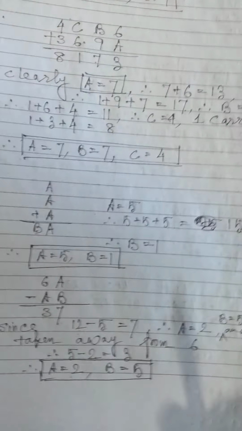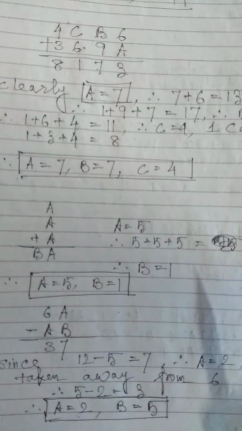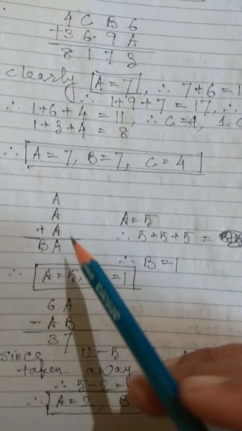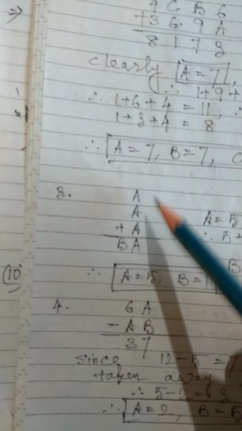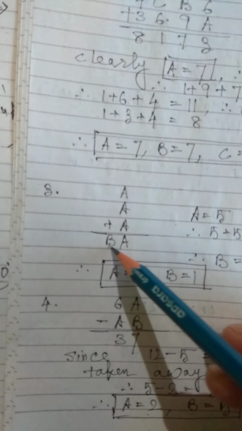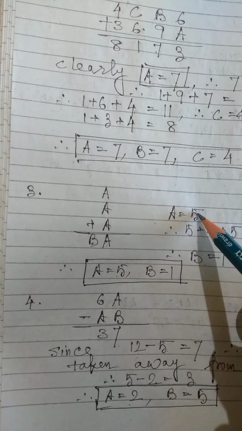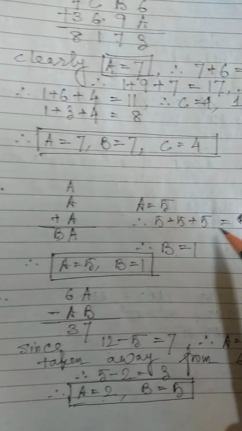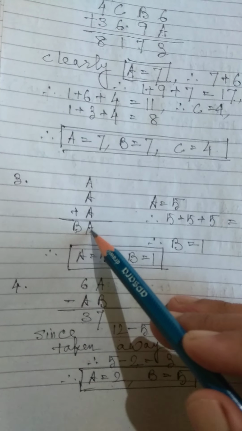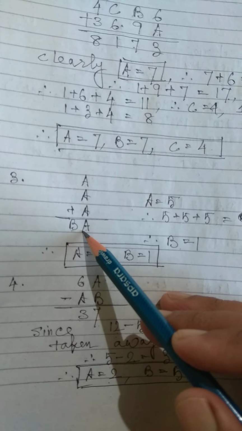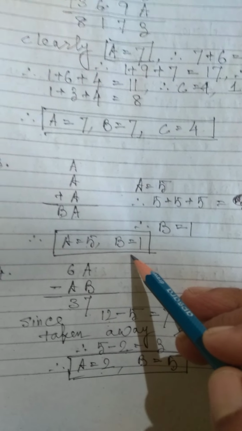Next, question number 3. Here in question number 3 it is given A plus A equal to BA. So A equal to 5, because 5 plus 5 equal to 10, plus 5, 15. So B equal to 1 and A equal to 5 here.